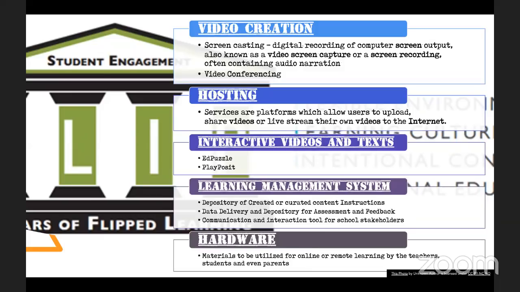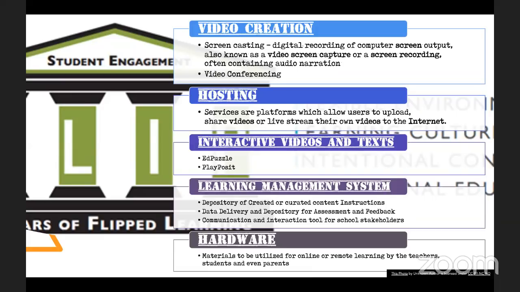Interactive videos and text. What do I mean by this? Remember, as I said, videos are not supposed to be just videos by themselves. Videos are supposed to be integrated, so that you have the ability to check if the students are indeed able to understand the videos that you prepare. So I recommend 2 important apps that you can look into. It could be Edpuzzle and Play Posit. I'll dig deeper into the 2 apps later on.